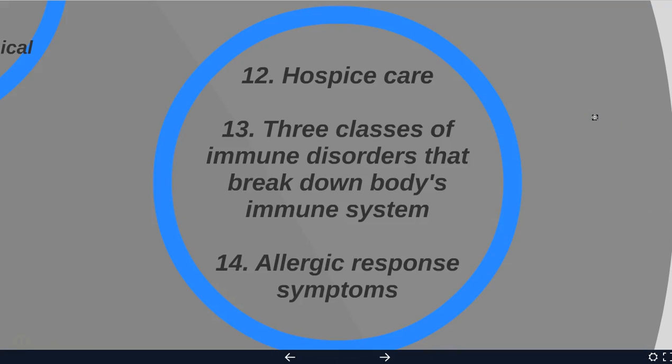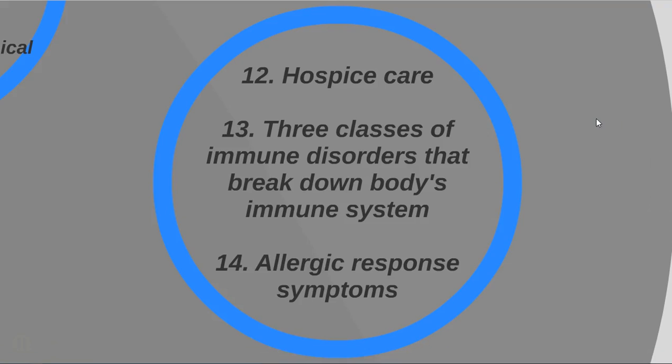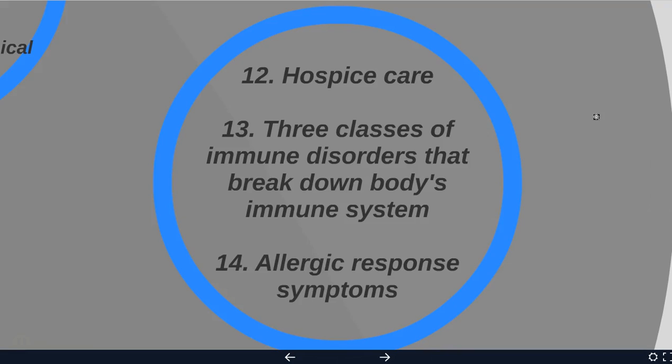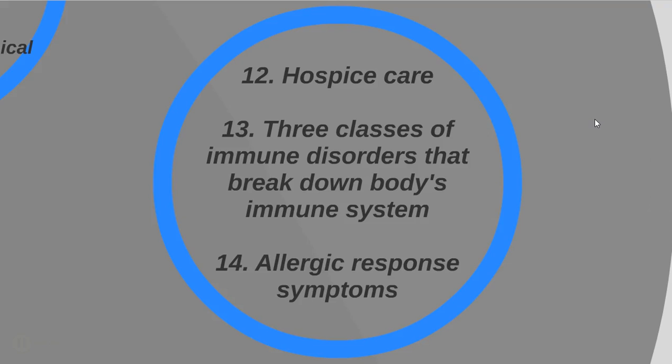Okay, so 3 classes of immune disorders that break down your body's immune system. There are hypersensitivity reactions, which are allergic reactions, autoimmune diseases, and immunodeficiency disorders. So hypersensitivity is basically an allergic reaction or allergic disease, a hypersensitivity of the body to a substance or an allergen that is ordinarily considered harmless. So it may be harmless to the general population, but that person has an allergic reaction to that certain substance.